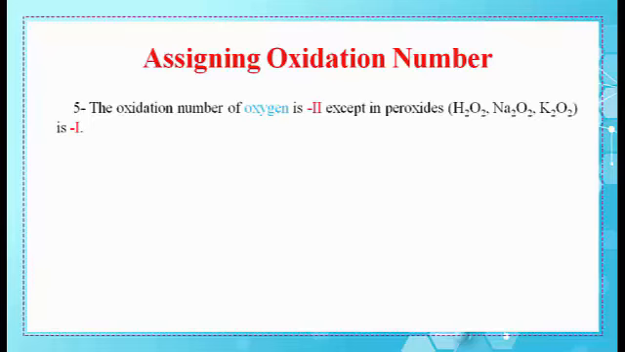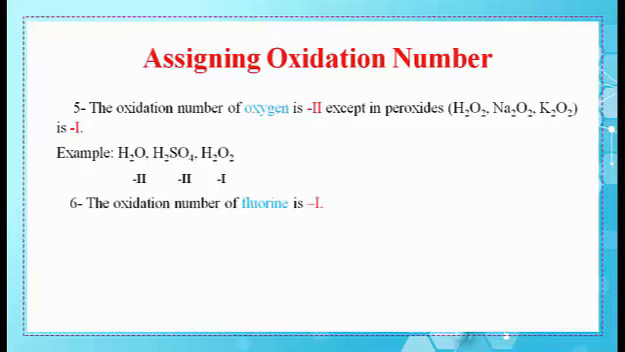The oxidation number of oxygen is -2 except in peroxides. The peroxides, which are H2O2, hydrogen peroxide, Na2O2, sodium peroxide, and K2O2, potassium peroxide, it is -1. Examples, H2O. The oxidation number of oxygen in H2O is -2. In H2SO4, the oxidation number of oxygen is -2. In H2O2, since it is a peroxide, then the oxidation number of oxygen is -1.